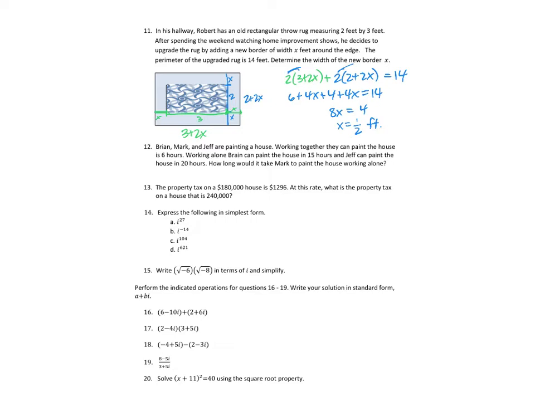Now it says Brian, Mark, and Jeff are painting a house. Working together, they can paint the house in 6 hours. Working alone, Brian can paint the house in 15 hours, and Jeff can paint the house in 20 hours. How long would it take Mark to paint the house working alone? So let's say that Mark can paint the house in X hours.